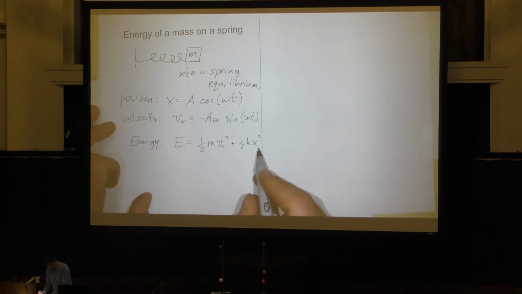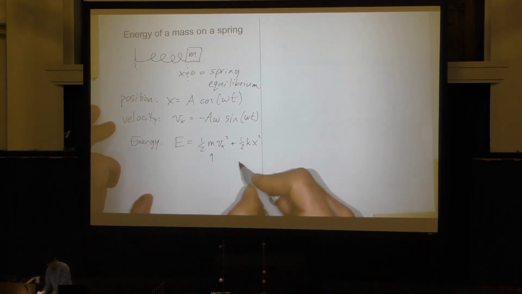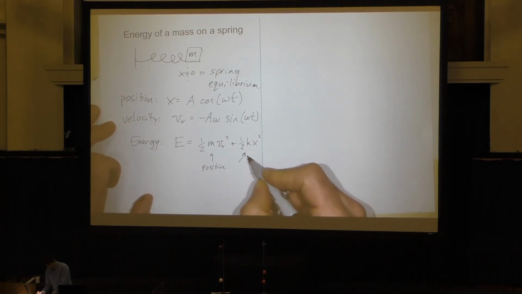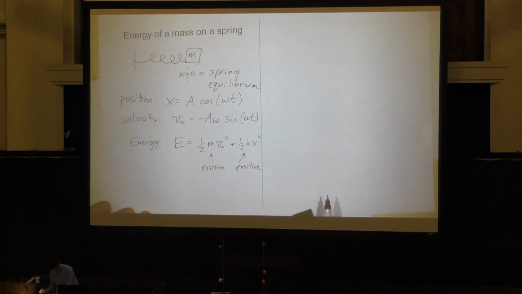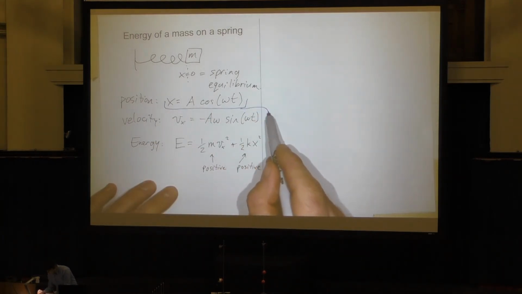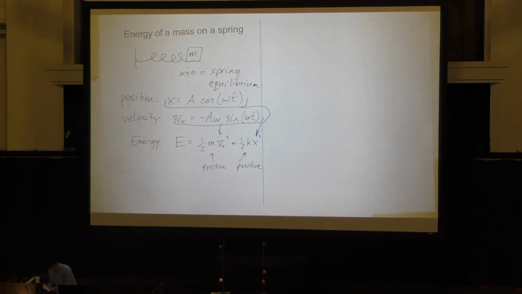So this is positive even if x is negative. This is an x squared. Actually, both these are positive. It's always positive kinetic energy, or 0. And it's always positive potential energy of a spring, or 0. So that's kind of interesting. But anyway, so it's got some energy. We can plug in these equations now to figure out what the energy is in terms of time. So plug that x into there, and plug that v sub x into there. It's going to look a little ugly, but we got lots of paper.